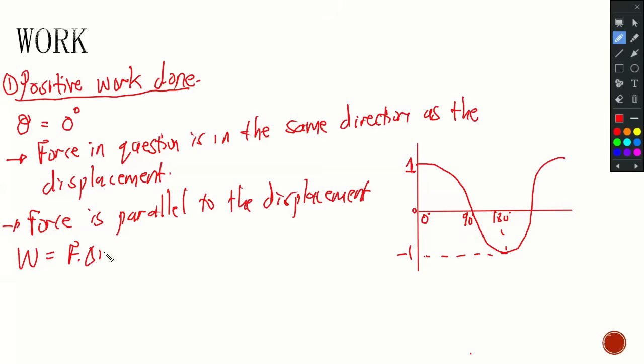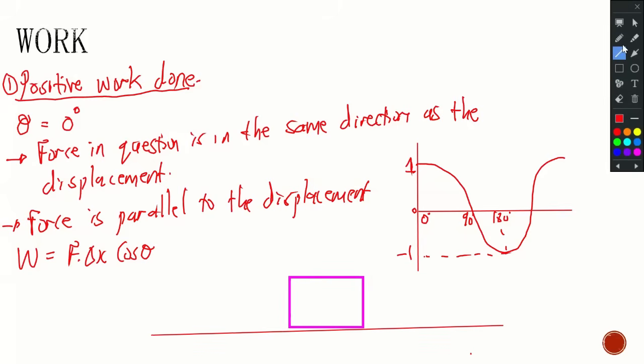W is equal to F delta X cos theta. Let's suppose that you have an example here, and this is your block moving on a surface, and the force is being applied in this direction here. It's a force of 50 newtons being applied. Let's say it causes the block to move from point A to point B, which is a distance of 10 meters, right? So now what do we have?